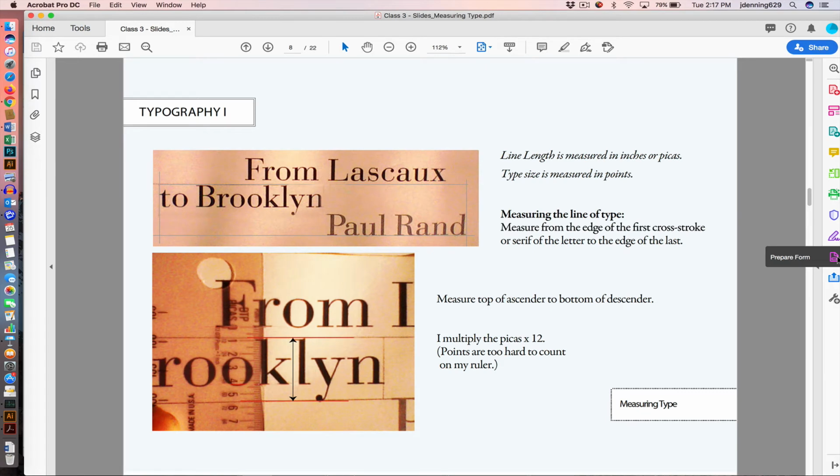Line length is measured in either inches or picas, and type is always measured in points. So when you're measuring the line of type, you measure from the edge of the first cross stroke.